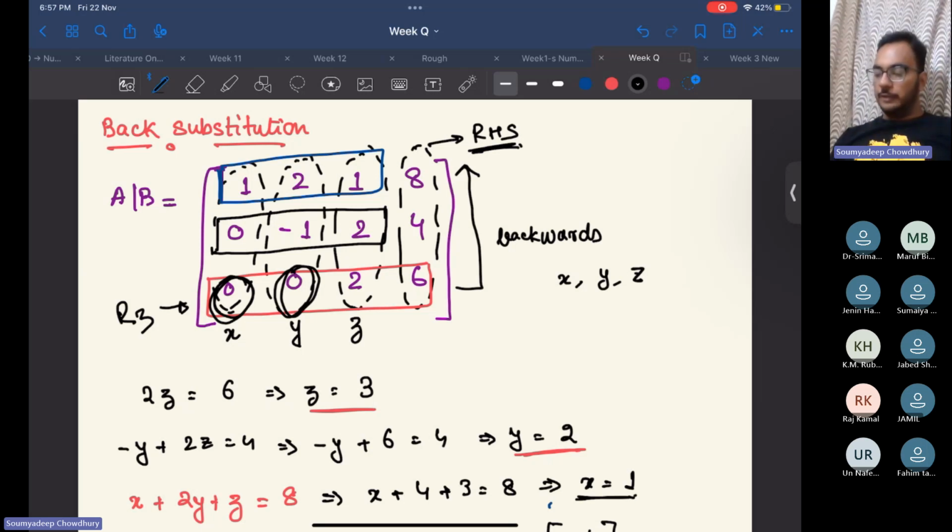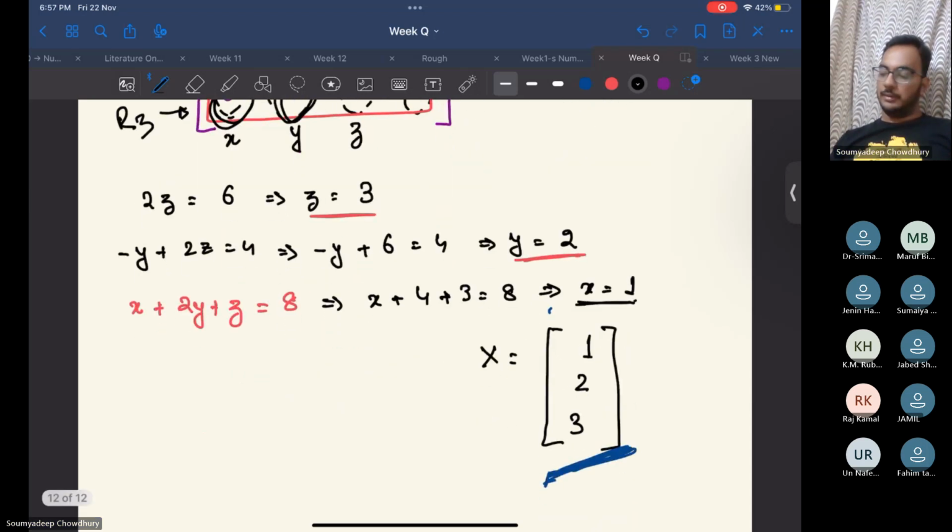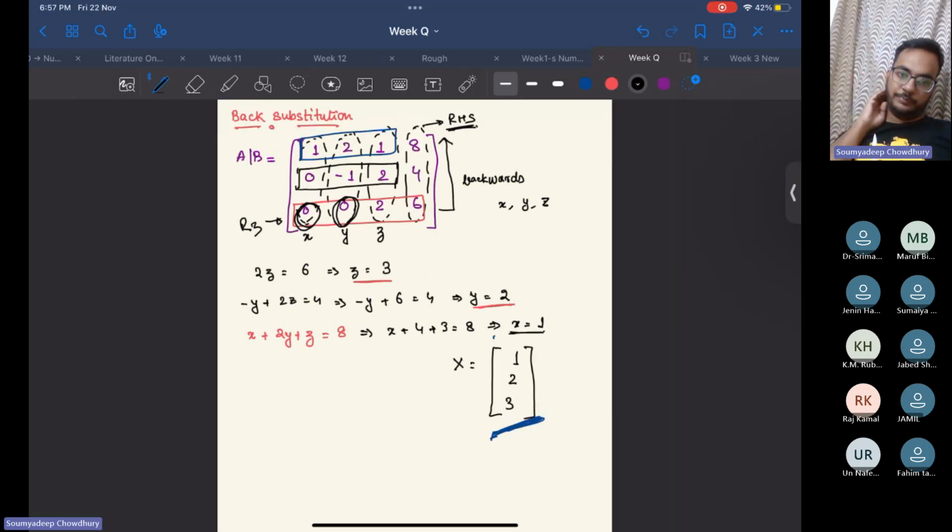So now we got z equal to 3. In the second row, the element corresponding to x is 0, and the y and z coefficients are there. So it is minus y plus 2z equals 4. We substitute z from the previous value and we get y equals 2. In the first row, all the elements are present: x plus 2y plus z equals 8. We have y and z, we substitute, and we get x. The solution, the unknown vector, is 1, 2, 3. Is this method clear to you?